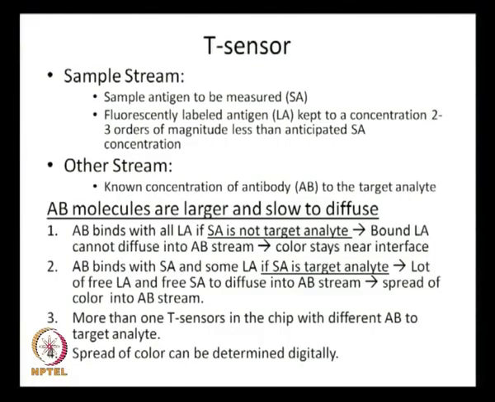So, what we have here is that AB binds with SA, with a lot of free LA etc., and a spread of color into the AB stream. With more than one such sensor in the chip, with different AB for different target analytes, the spread of color can be determined digitally. You can have a light source and a detection element placed next to the wall of the microchannel, and from that it can sense it digitally.